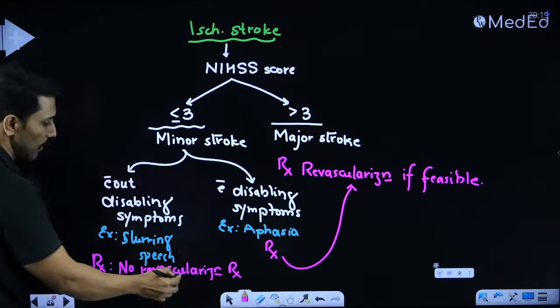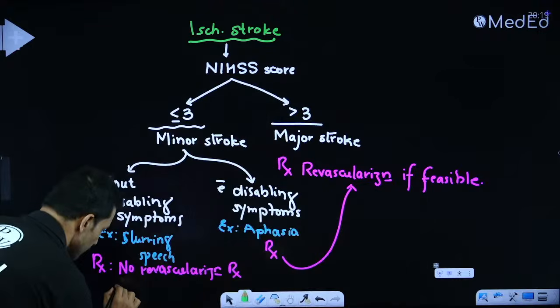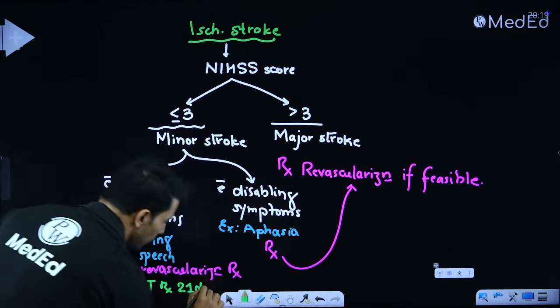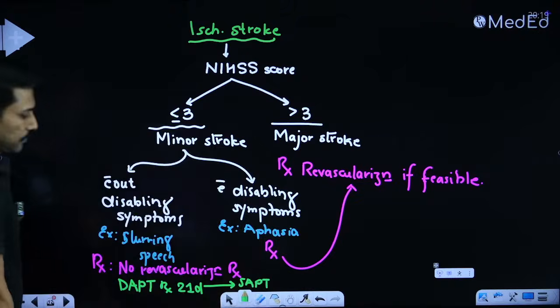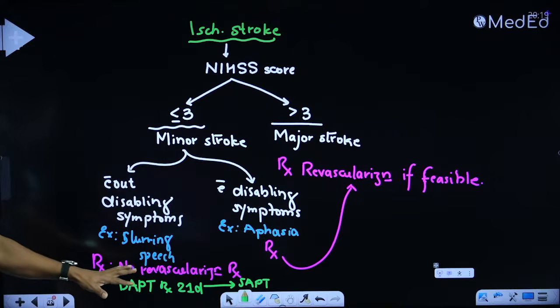All we offer for them is dual antiplatelet therapy for the first 21 days. Dual antiplatelet therapy for 21 days, followed by that, you go for single antiplatelet therapy lifelong. Single antiplatelet therapy lifelong. Okay, clear?